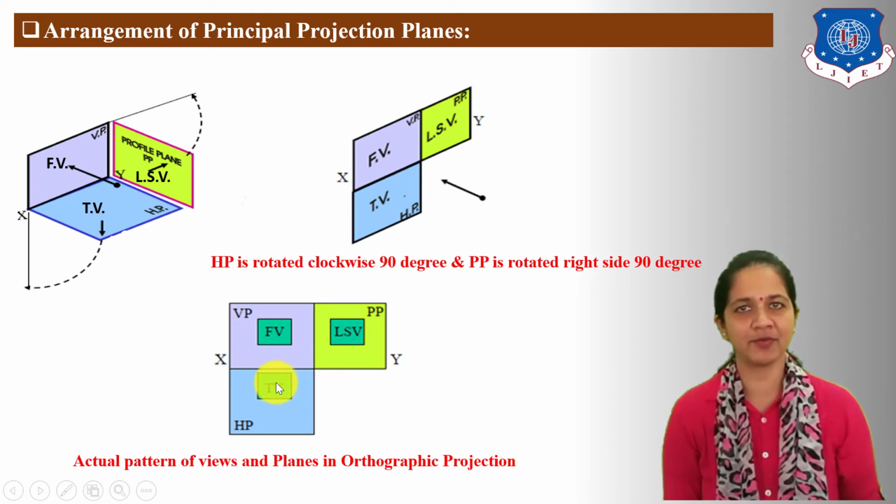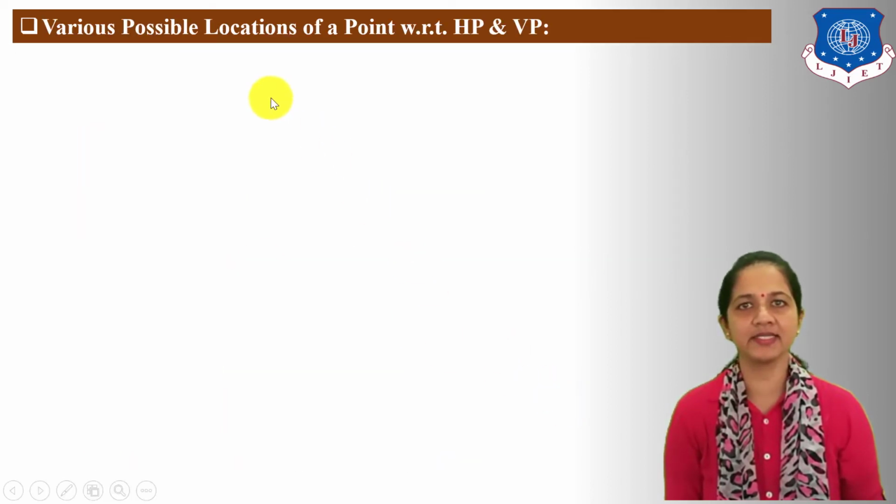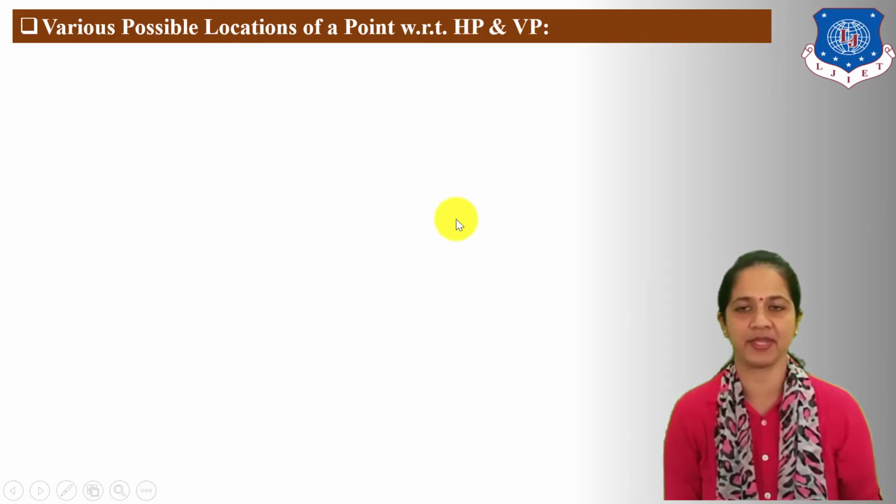Now, in orthographic projection, we need to draw the front view, top view and side view with reference to XY. XY is the common intersection line of the horizontal and vertical planes. Next, let us understand various possible locations of a point with respect to HP and VP.